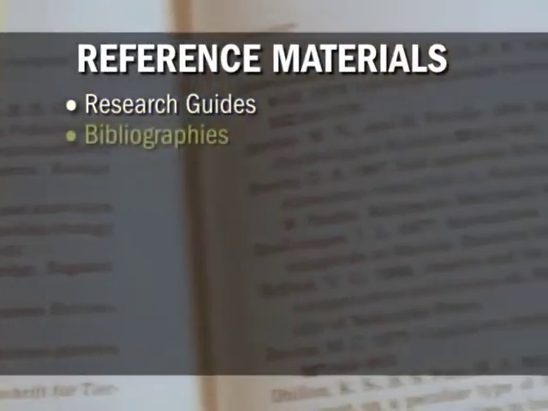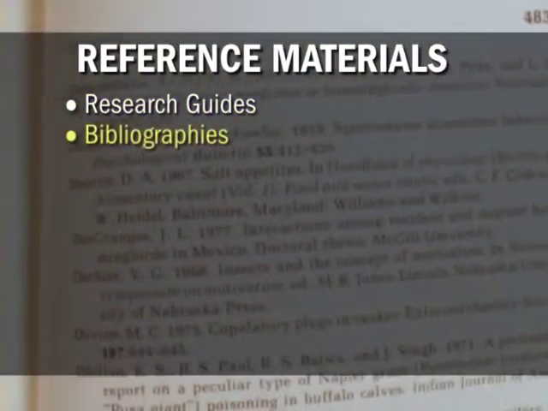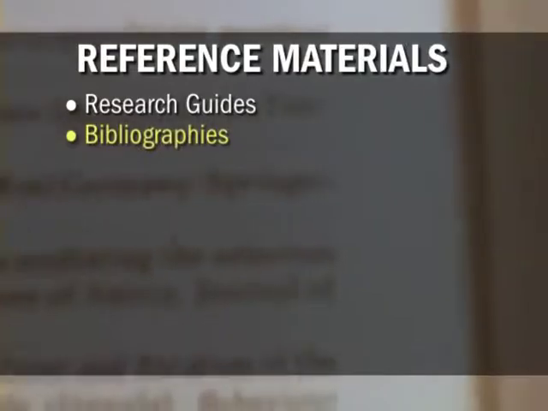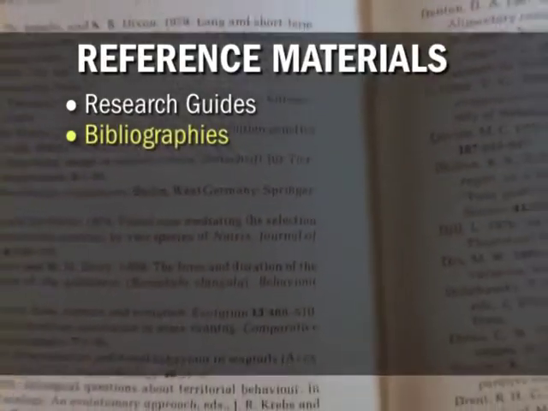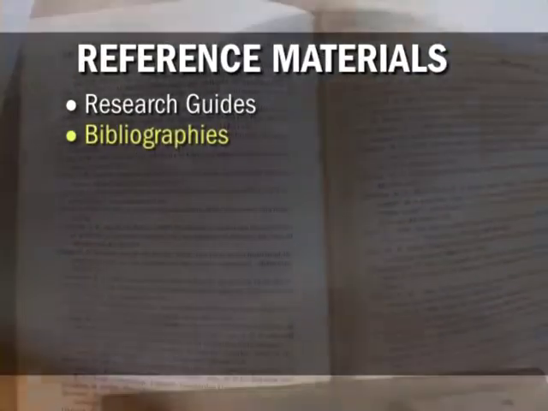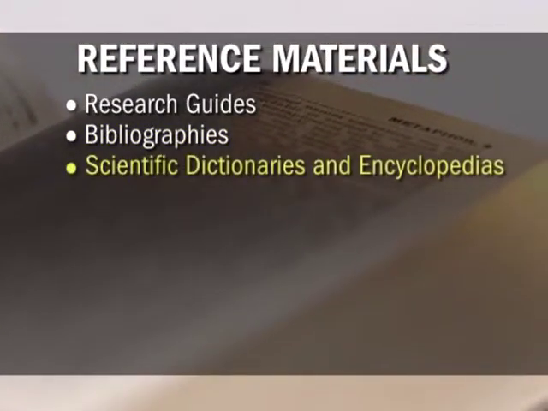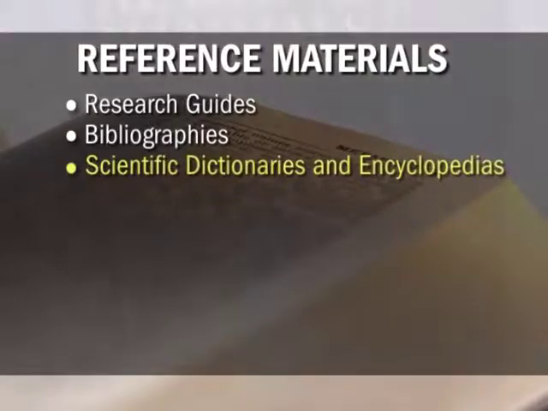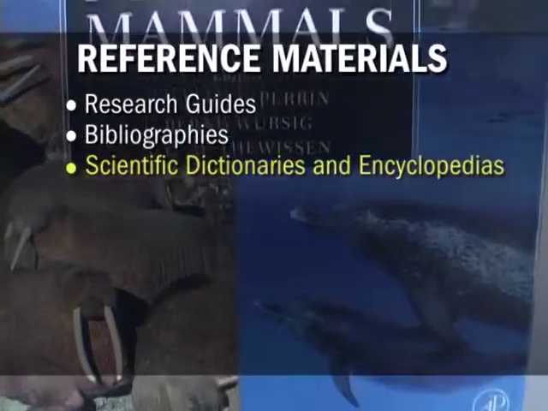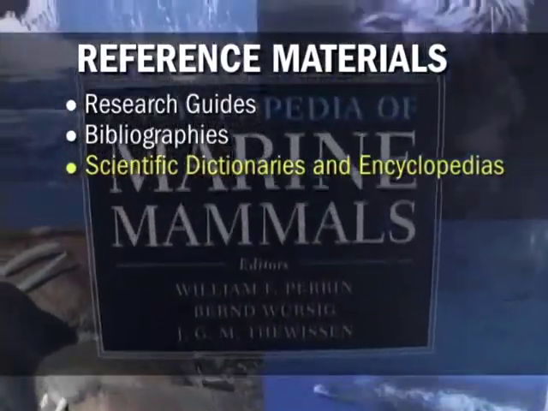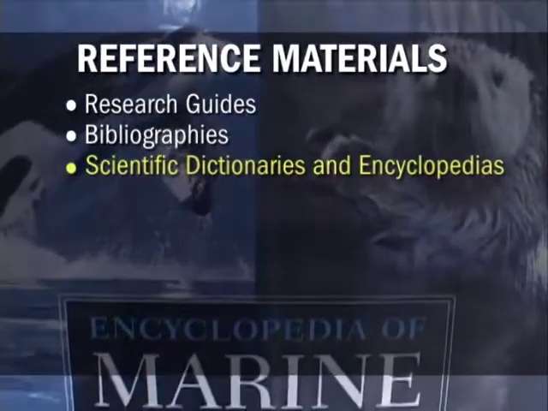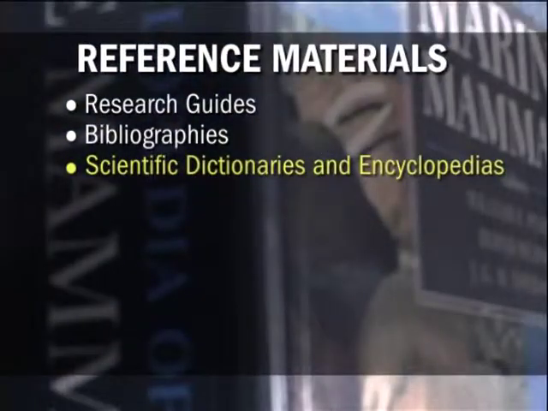A bibliography is a list of books, articles, and other sources of information about a specific animal behavior topic or by a particular author. You may think of dictionaries and encyclopedias as just general references, but there are actually a number of dictionaries and encyclopedias that specialize in the sciences and even in animal behavior. They are useful references for looking up unfamiliar terms and ideas.